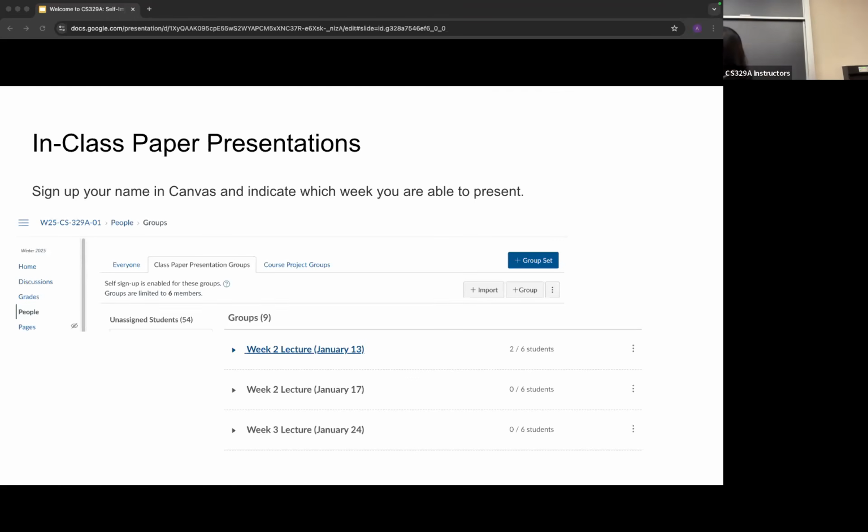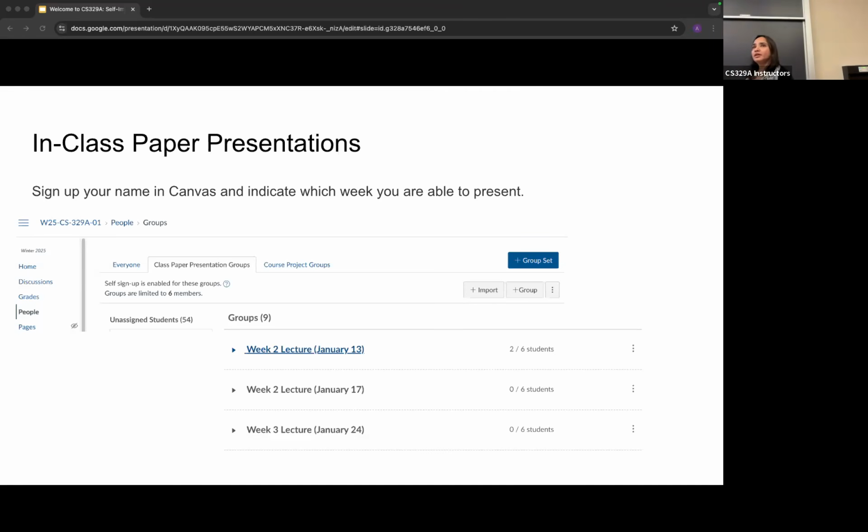And this is an example of in Canvas, if you go to the People tab and you go to Groups. So this is for the paper presentations. You will see that there's a lecture date. And if you're available, please choose early on which lecture you'll be able to present. Otherwise, there will be random assignment, which no one likes, or I'll be calling out on people. So please figure out which lecture you're able to present. And it's first come, first served right now.